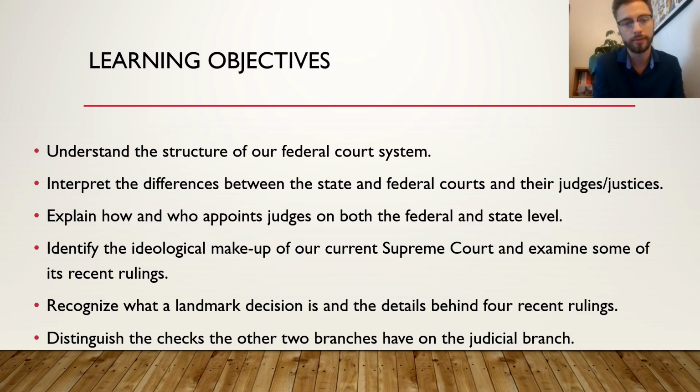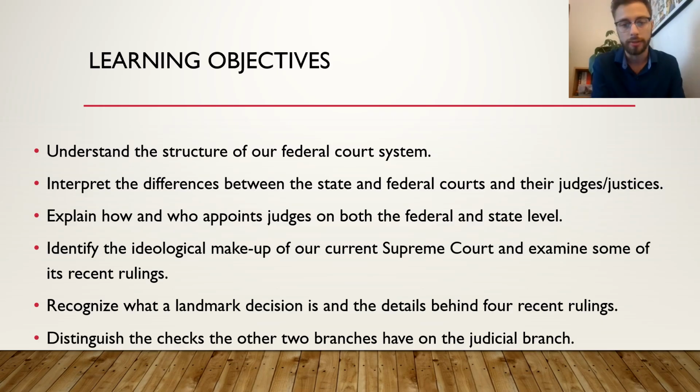So learning objectives today, we're really just looking at understanding the structures of our federal court system, interpret the differences between the state and federal courts, and really look at the differences between a judge and a justice. Very simple. We're also going to explain how and who appoints judges on both the federal and state level, understand that process, identify the ideological makeup of our current Supreme Court, and examine some of their current rulings. And we're doing this through a lens that's also taken up in our textbook, so I'll also give you a few page numbers if you wanted to read into that in more detail.